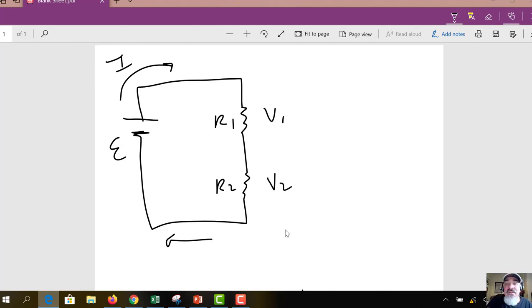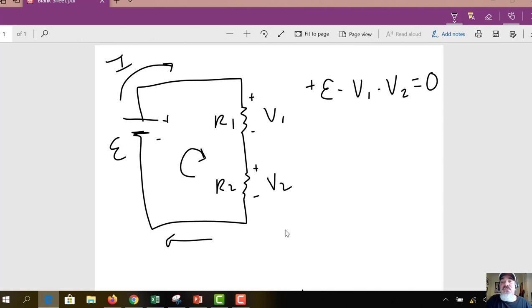So the battery does something for you. This side is minus, this side is plus. Let's go around this circuit this way. I encounter the battery, negative side to positive side. That does something for me, so I think of that as plus E. Then I hit this resistor, plus to minus, minus V1, and then I hit this resistor, plus to minus, so you put minus V2, and then I'm back to the other side of the battery. So I've gone around this circuit.